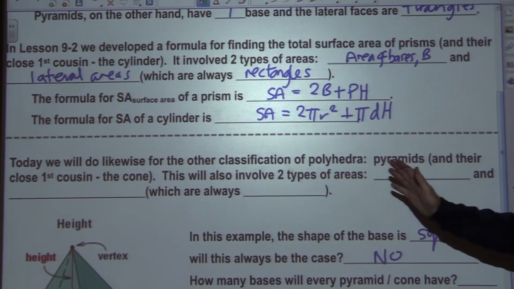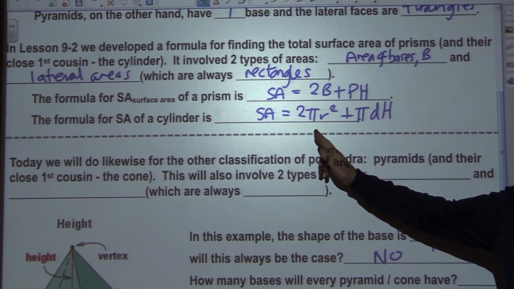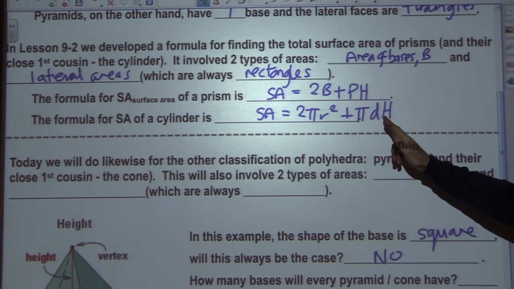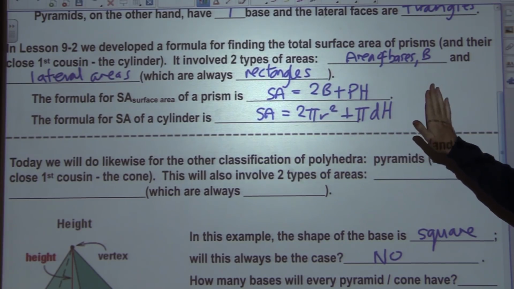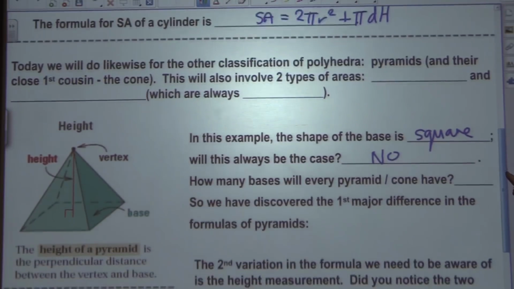The formula for the cylinder, 2 pi r squared, remember pi r squared is the area of a circle, so that's the two ends of a cylinder, plus pi dh, and all of this we did on Tuesday. So I'm going to jump down now to this one.